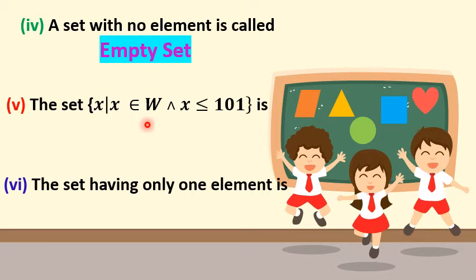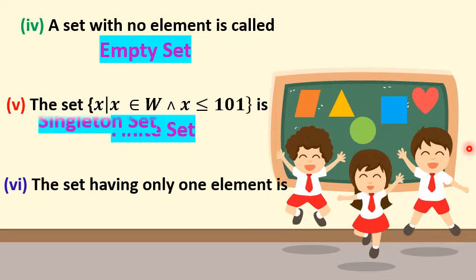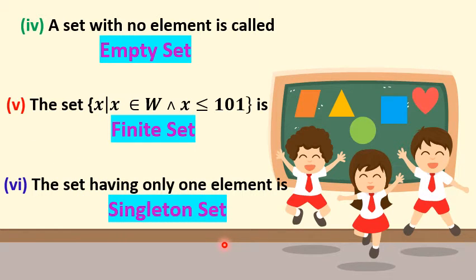Now students, see this set, x such that x belongs to whole numbers and x is less than or equal to 101. According to the options given to us, now you can see there is a limit given to us. X is less than or equal to 101. This set stops at number 101. So which set is it? It is a finite set. Then the set having only one element is, yes, it is a singleton set.